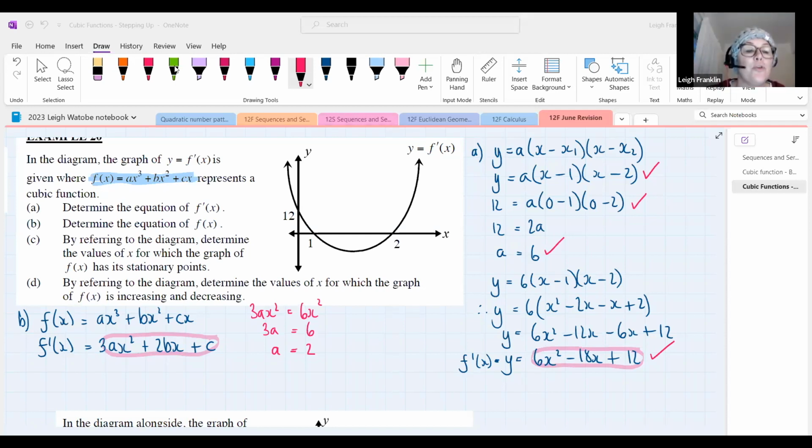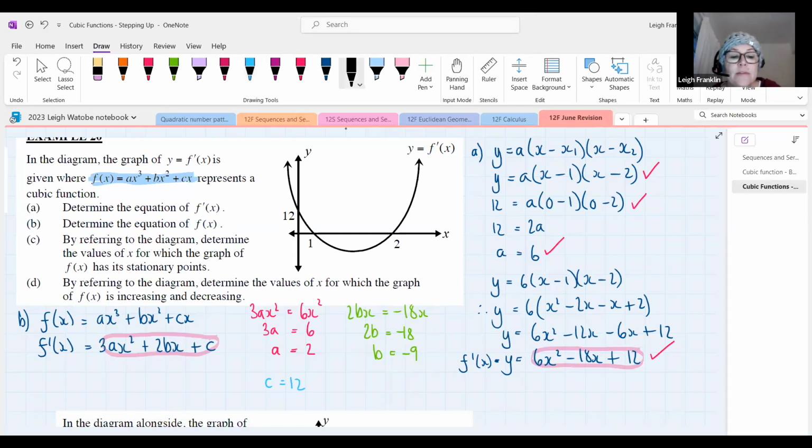The second term of our first derivative is 2bx. The second term of our first derivative over here is minus 18x. So that means that 2b has to be equal to negative 18. So b has to be equal to negative 9. Good. And the last term of our first derivative is c, and the last term of our first derivative here is 12. So c has to be equal to 12.